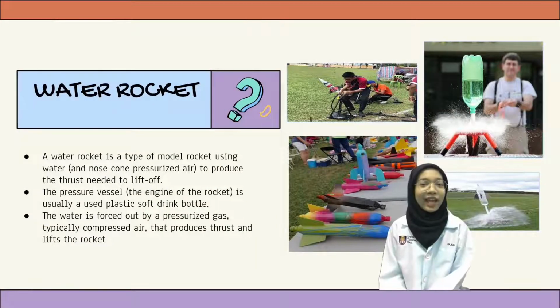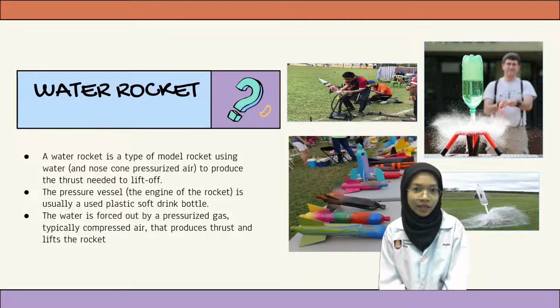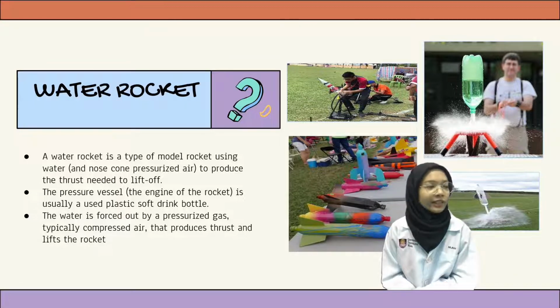Now, let's look at the water rocket. In Malaysia, we often use water rockets for experimenting as they are safer than the model rockets that used propellant earlier. But safety is very important with any rocket, so let's learn a bit about water rocket safety. A water rocket is a type of model rocket that uses water to produce the thrust needed to lift off. A water rocket is certainly not a toy.